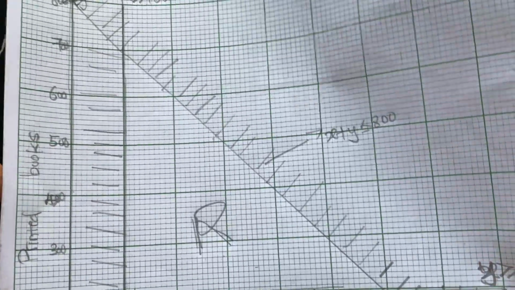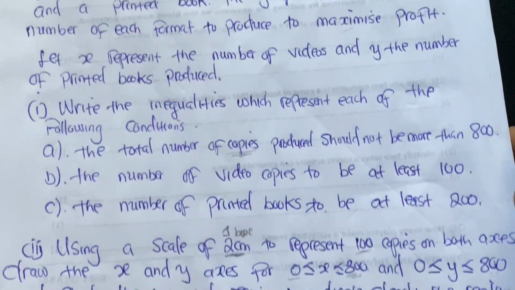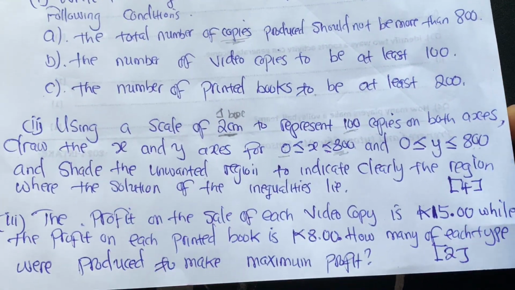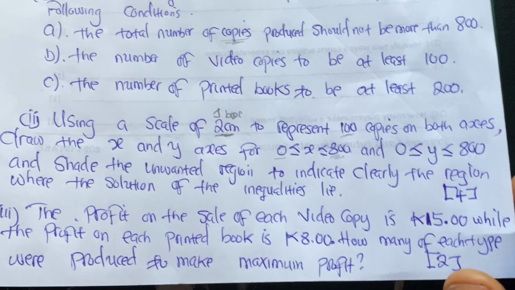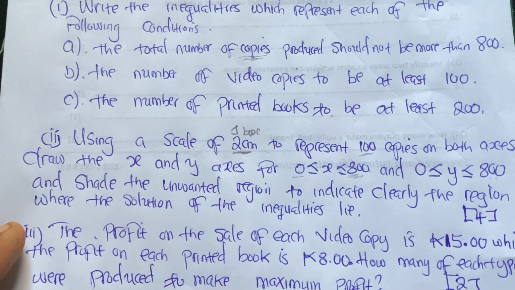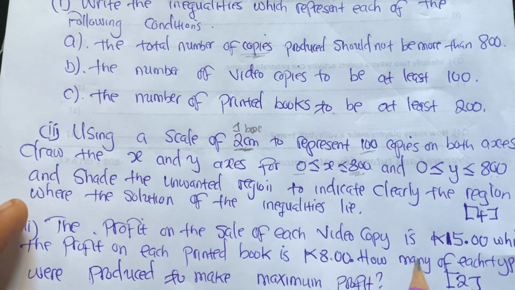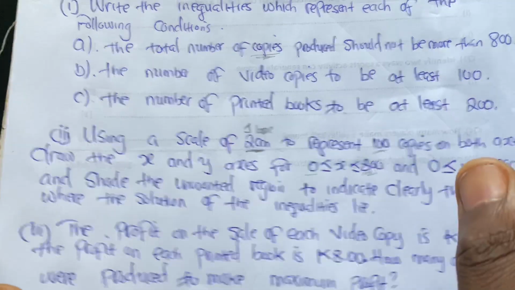So the question continues, which says the profit of each video copy is 15 kwacha, while the profit on each printed book is 8 kwacha. How many of each type were produced to make maximum profit?